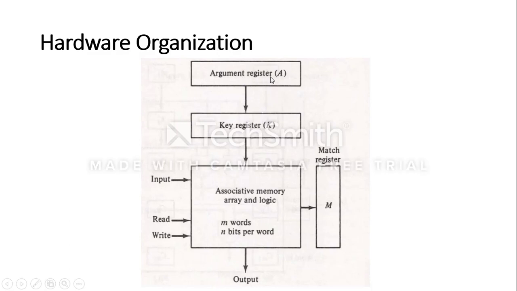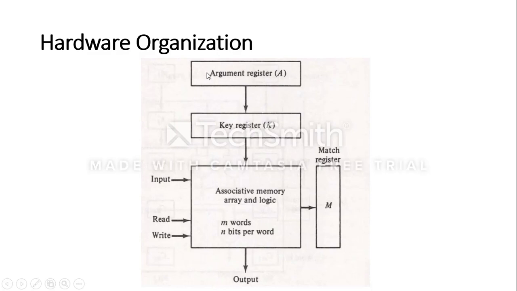Now what should be the size of this argument register A? As I have told you, the width of one memory word in this associative memory array is n bits. The size of the argument register A must also be n bits, because ultimately whatever you specify in A, that must be matched with one or more words in the associative memory. So the size of the argument register A is n bits. Now let us see what is the key register K.